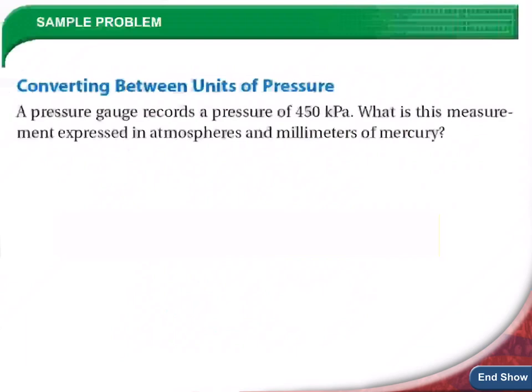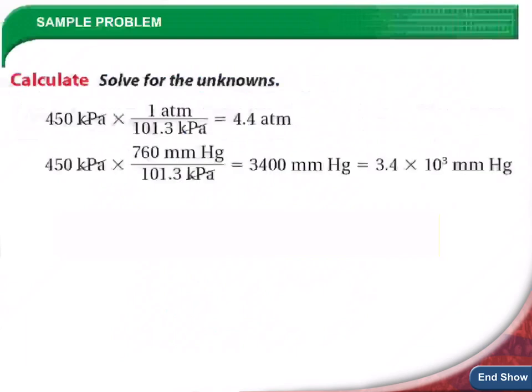To convert between units, just use sideways dominoes like we've always done. This one says you have 450 kilopascals. What's the measurement expressed in atmospheres and in millimeters of mercury? If you look at the math here, 101.3 kilopascals is 1 atmosphere. So just cancel your units, and you get 4.4 atmospheres. Then for our next one, you're going to millimeters of mercury. Cancel your units, set the ones equal to one another that are in that table, and you will get the answer.